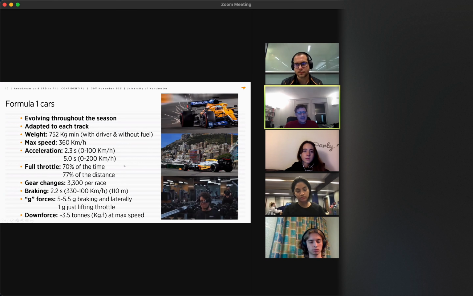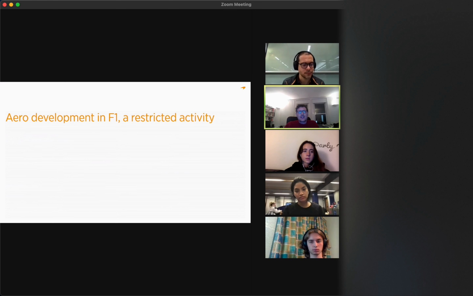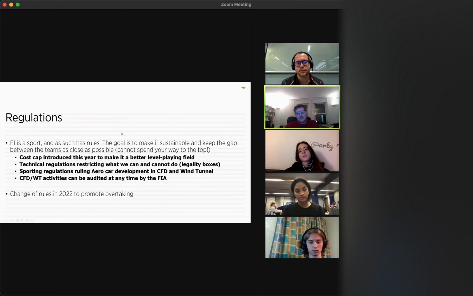As I was mentioning in the initial slide, another thing that makes our sport a little bit different is that it is a restricted activity. So we'll spend a little bit of time to explain this, because this is not something you are necessarily fully aware of from the outside. F1 is a sport, right? And as such it has rules. The goal is to make it sustainable and to keep the gap between the teams as close as possible. So we've had the first cost cap introduced this year to make it a better level playing field. That's a new thing, the cost cap, right?